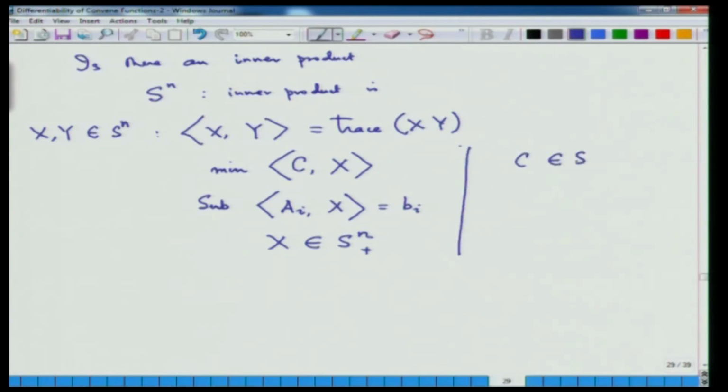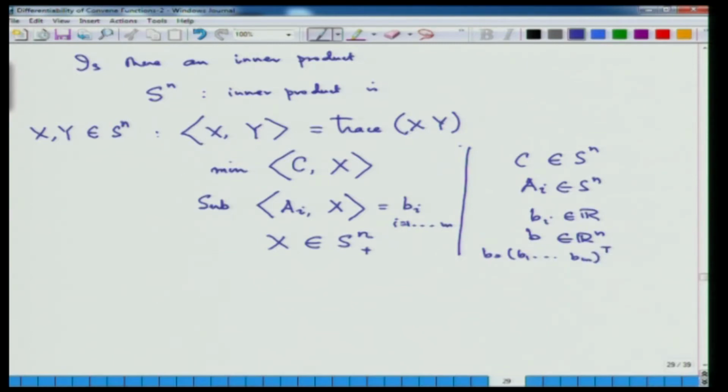C is of course in S n, A I is in S n, x is in S n, and B I is a real number, so I will take I from 1 to m. So, each B I is in R, so the vector B is in R m, which is nothing but B 1, B 2, up to B m.